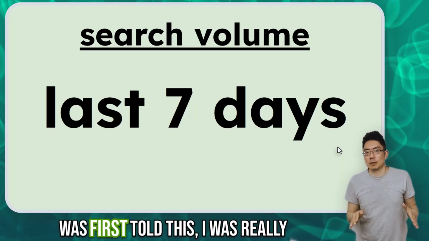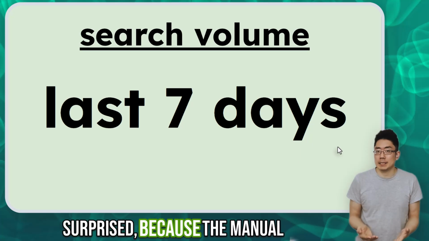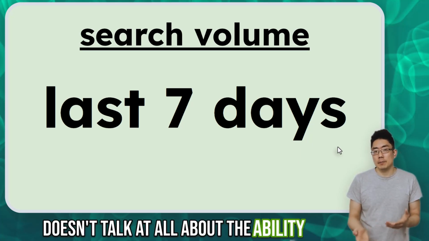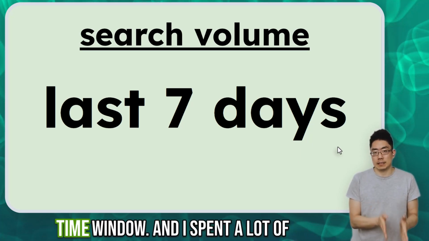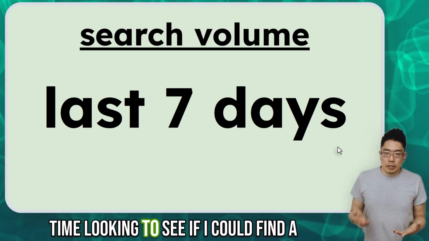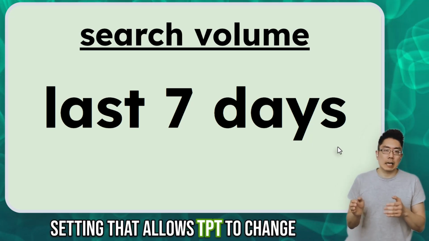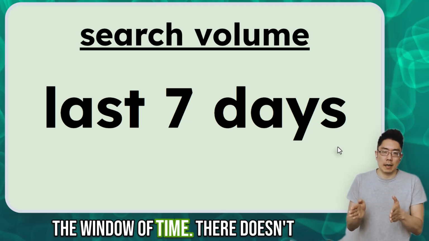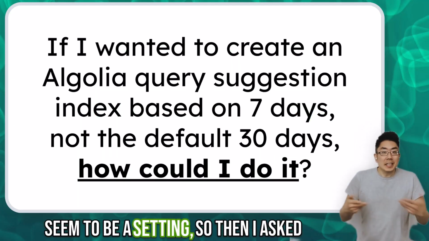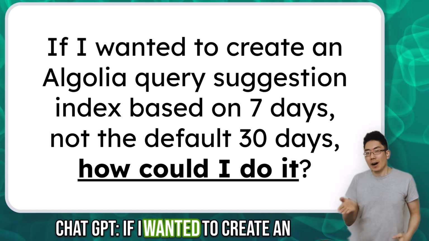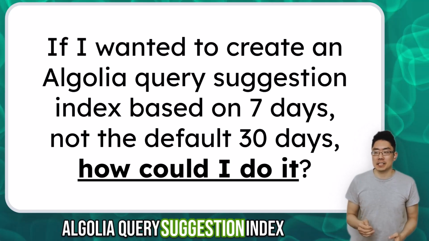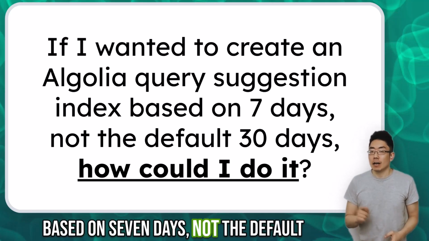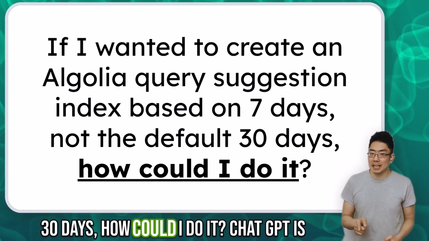And when I was first told this, I was really surprised because the manual doesn't talk at all about the ability to change the number of dates in the time window. And I spent a lot of time looking to see if I could find a setting that allows TPT to change the window of time. There doesn't seem to be a setting, so then I asked ChatGPT, if I wanted to create an Algolia query suggestion index based on 7 days, not the default 30 days, how could I do it?